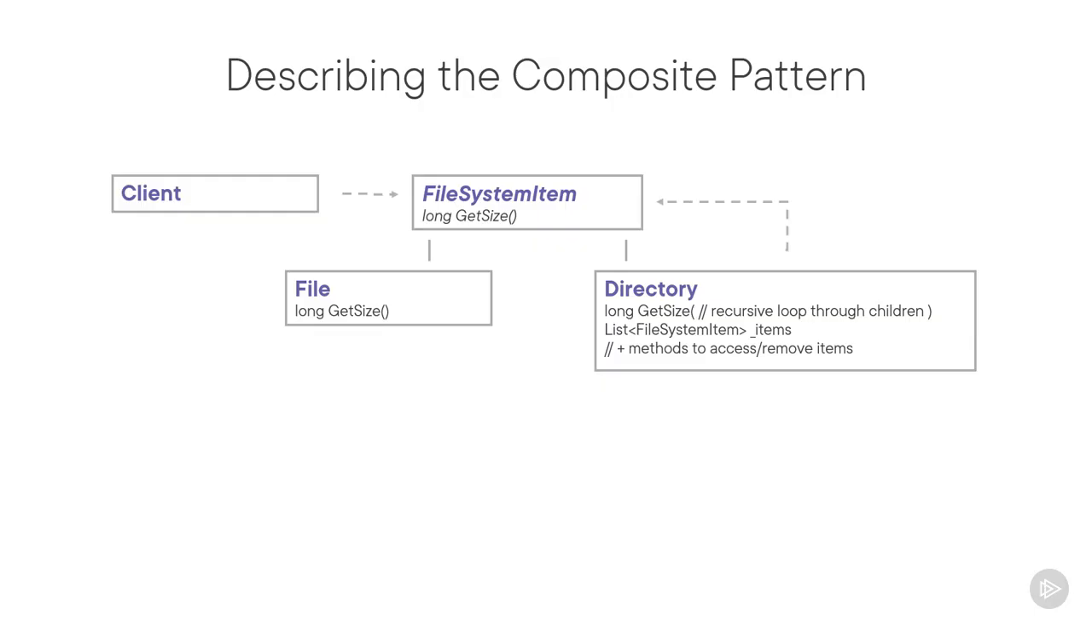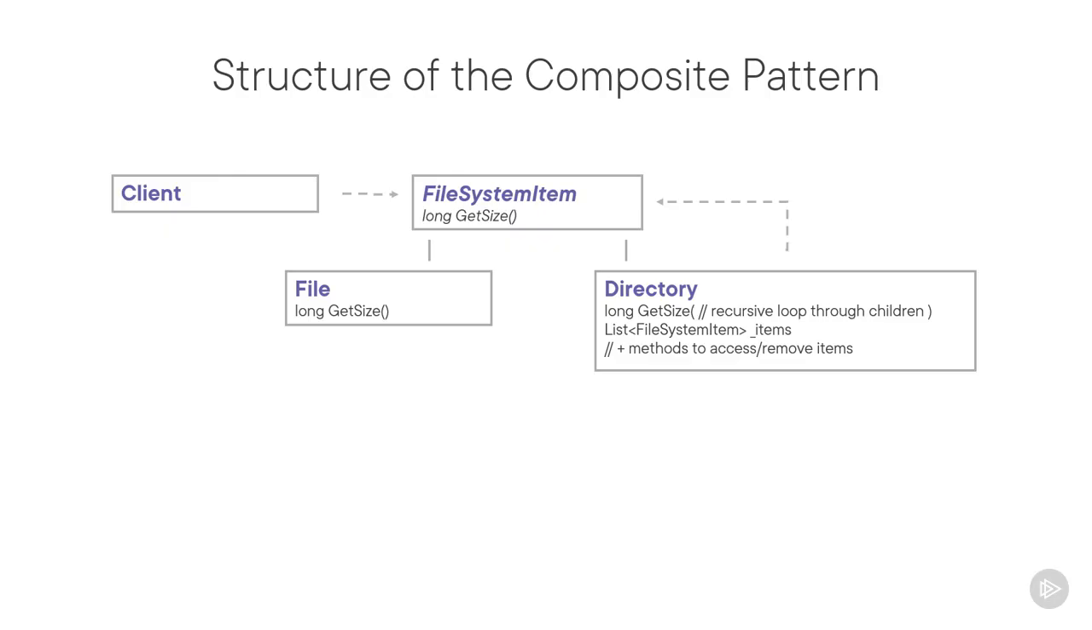All of this is transparent for the client. It's the file system item itself that will handle counting the size of all the items in its tree structure. This is a lot more convenient to work with. So that's our real-life example. Let's map this to the pattern structure.